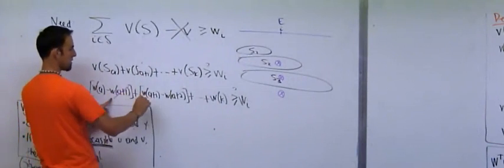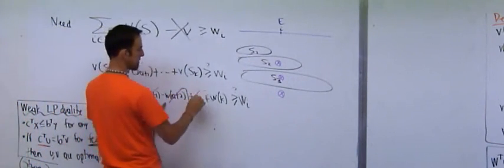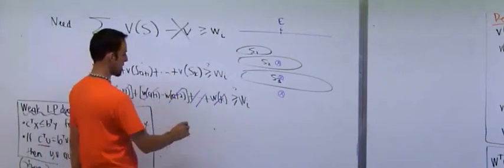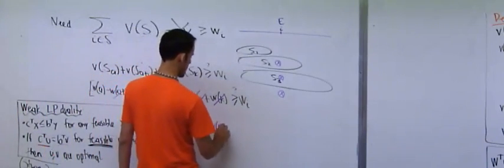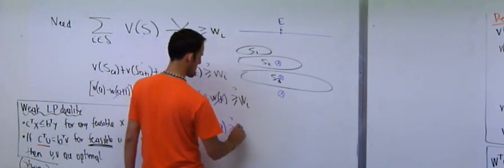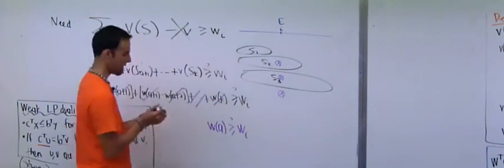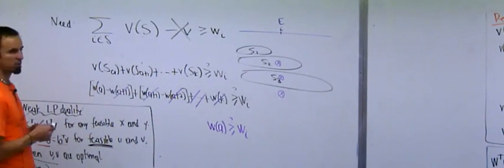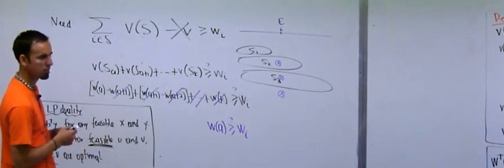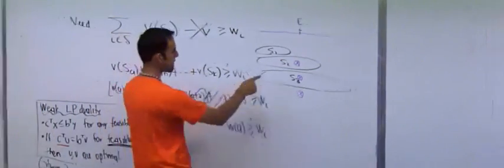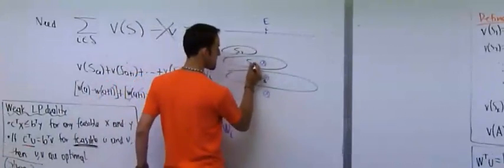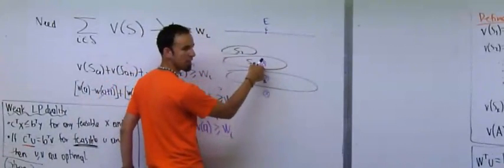This guy cancels this one. This guy cancels this one, and everything cancels except for the first one. So what you have to check is whether W of a is bigger than or equal to W of i. What's a again? But let's remind ourselves of what a is. a is the first guy. Let's call it, this is a. a is the first set that contains i.